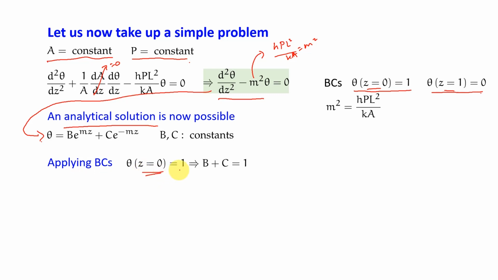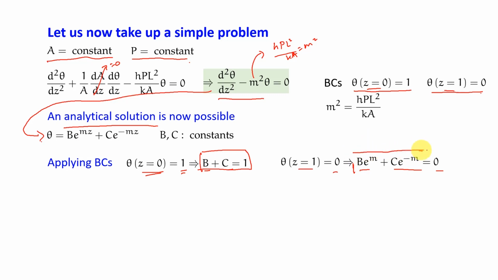For example, at z equals 0, theta is 1, so that gives us b plus c equals 1. And at z equals 1, theta is 0, so that gives us b e to the power m plus c e to the power minus m equals 0. So I can now solve in principle these two equations, b plus c equals 1 and b e to the power m plus c e to the power minus m equals 0, to get b and c. Please note that this m is simply HPL square by Ka, which should be given to us for solving this problem.